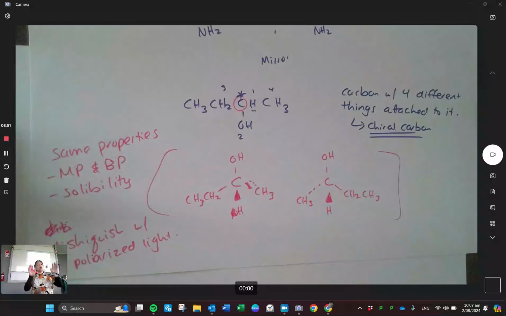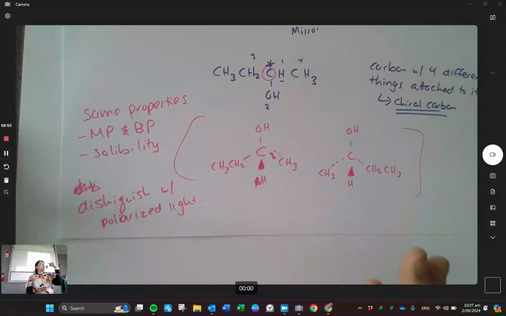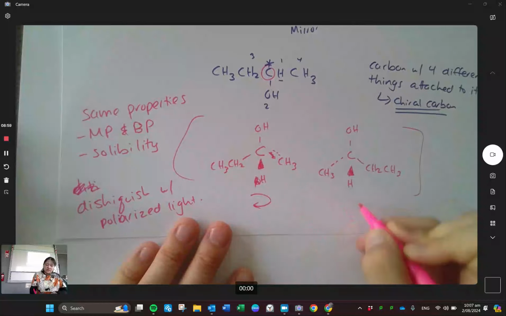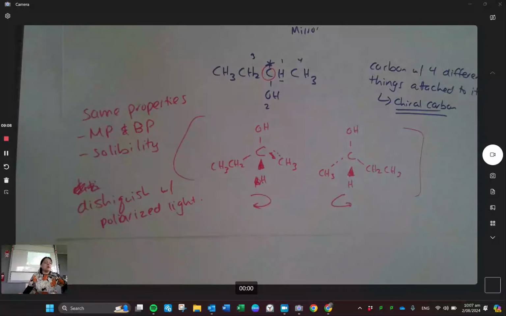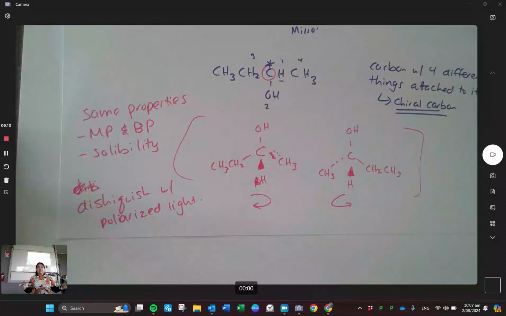So when we shine polarized light on these molecules, they're going to rotate in different ways. One's going to go clockwise, and one's going to go anti-clockwise. So one goes in that direction, the other goes in that direction. And that's how we distinguish these 2 molecules. They're more or less the same. They more or less do the same chemical reactions, so they have the same functional groups.